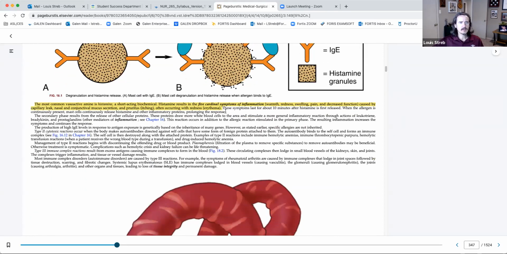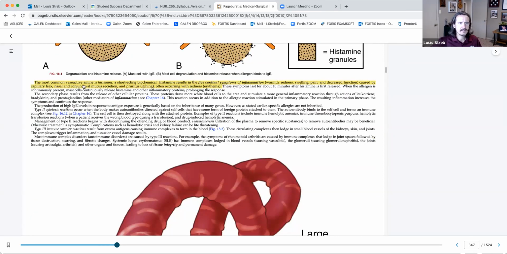All right. So the most common vasoactive thing that we're thinking about, as far as the amines are concerned, is your histamines. We've all heard of histamines, taking the histamine medicine. So a histamine results in the 5 cardinal symptoms of inflammation. And I want you to understand what that looks like. Inflammation typically presents with these 5 cardinal symptoms. Anytime you get inflammation, you get a cut, you get warmth, you get redness, you get swelling and pain, and there is some kind of decreased function.